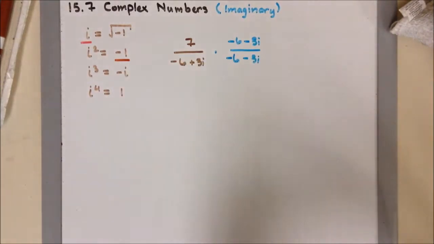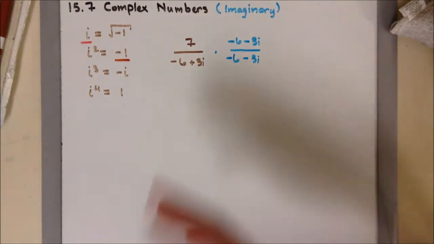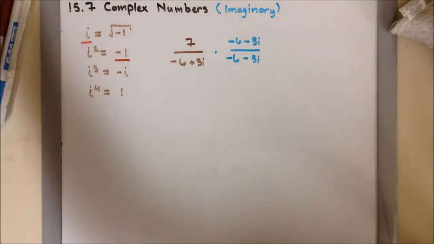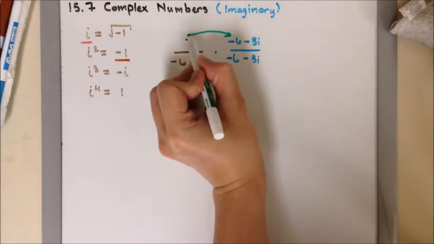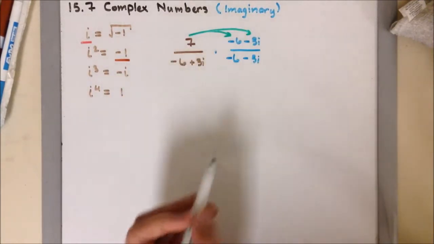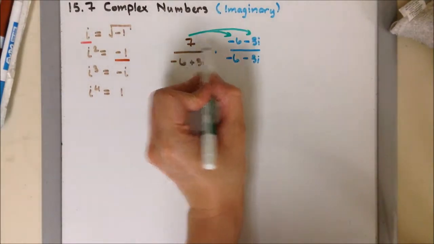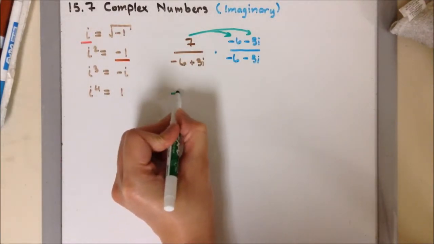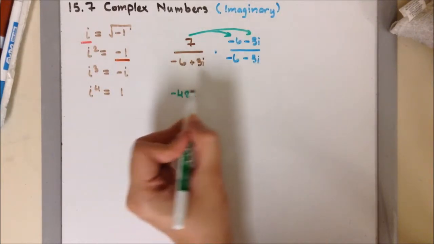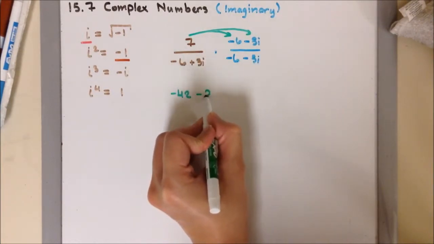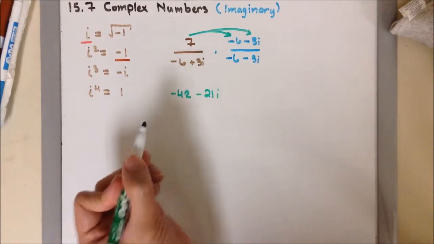Now, it is just like how we did with multiplication with complex numbers. At the very top, I'm going to multiply the 7 to the negative 6 and the negative 3i. So let me write out the top first. 7 times negative 6 will be negative 42. 7 times negative 3i will be negative 21i.